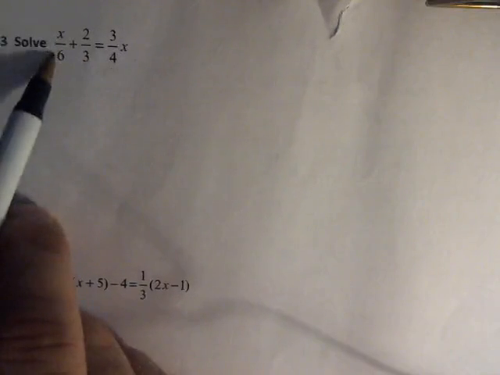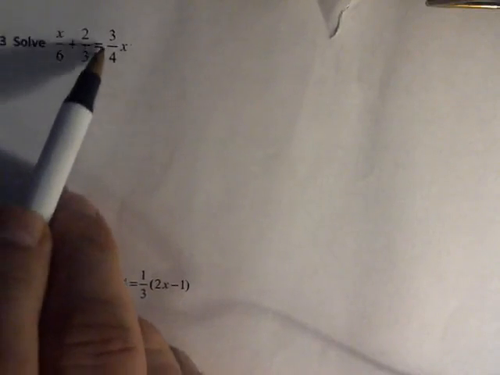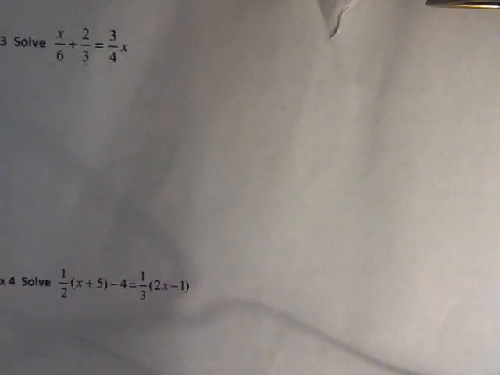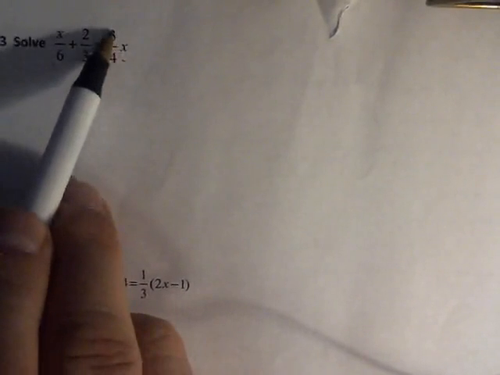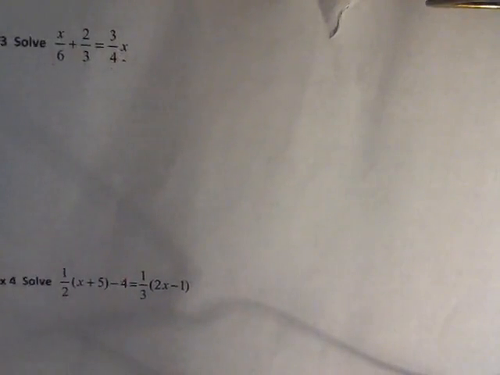This is x divided by 6 plus 2 divided by 3 is 3 divided by 4 and then times x. Now this x is also multiplied by the numerator. It's not in the denominator. So what we want to do is step 1 of our solving, and that is to clear fractions.